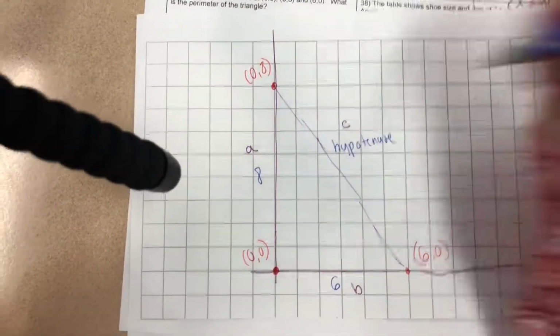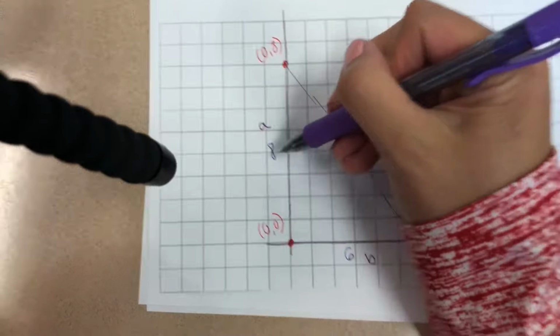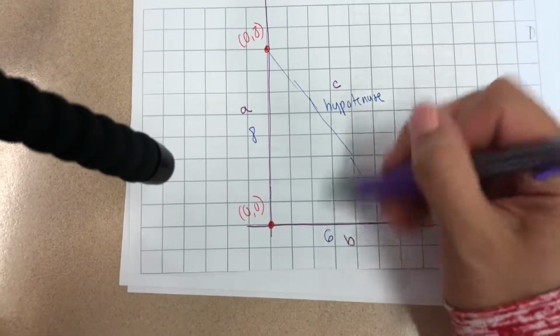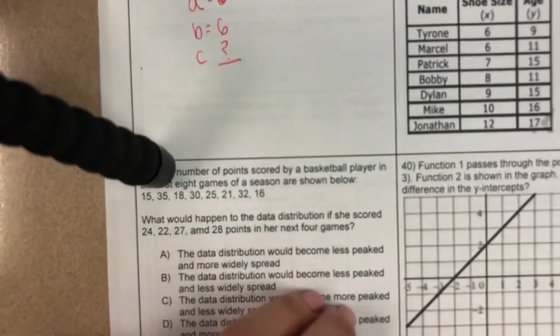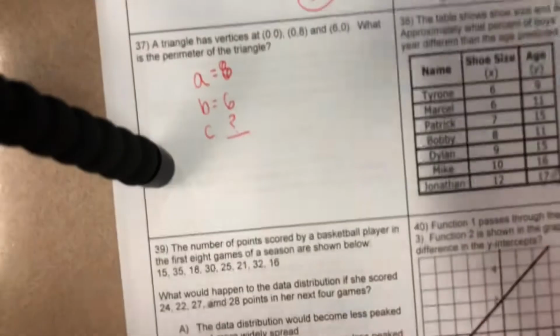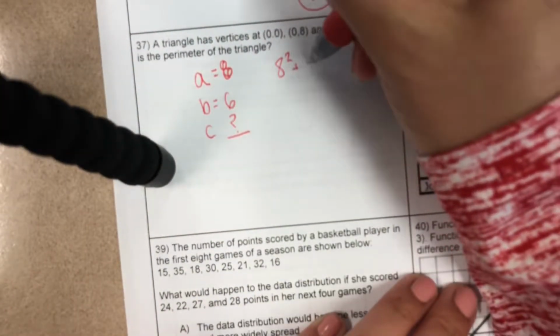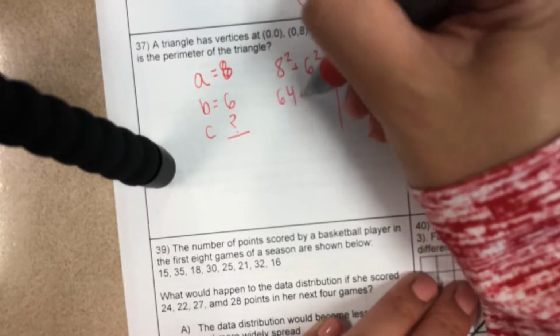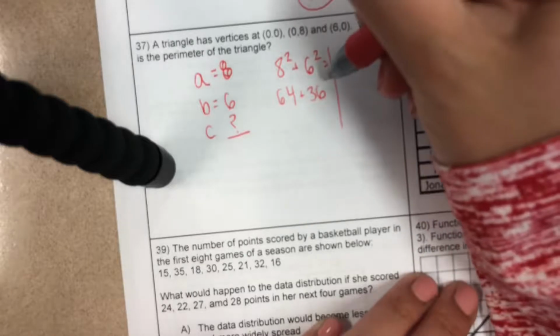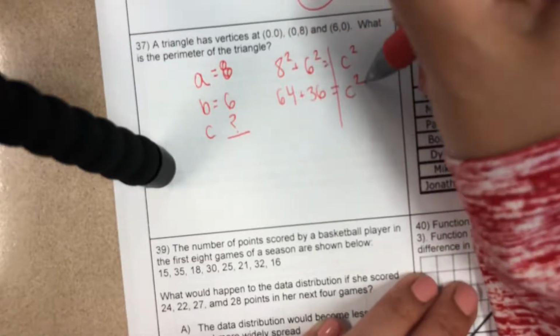I'm solving for C. So like I said, my A value is 8, my B value is 6, and I'm solving for C. So A is 8, B is 6, and I do not know what C is. I'm just going to plug this into the Pythagorean theorem. So A squared plus B squared equals C squared. 8 squared is 64. 6 squared is 36, and I'm solving for C.